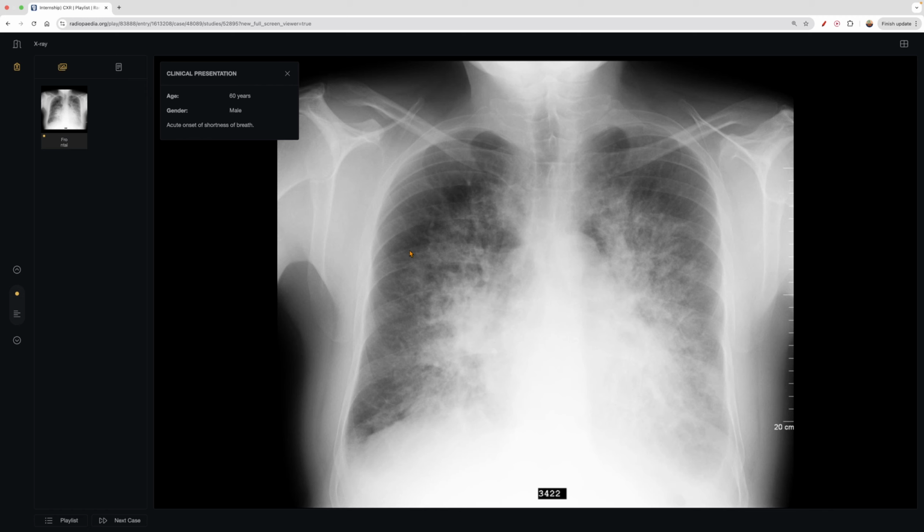And then eventually it starts to become more diffuse, and you can see Kerley B lines, which are those lines that go across here, and maybe we'll see some later. And that's also another sign of interstitial fluid.